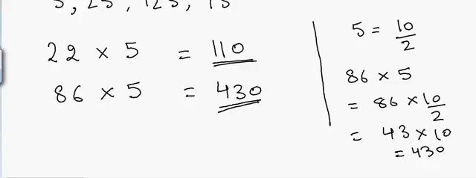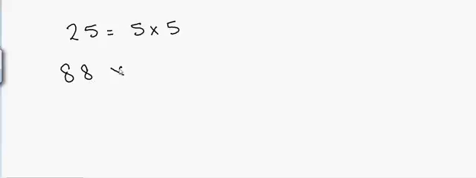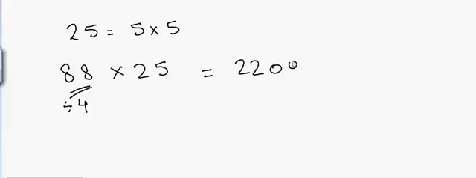Now let's go to 25. If I have to multiply any number by 25, we know that 25 is equal to 5 into 5. So instead of dividing by 2, we will divide by 4. Suppose I have 88 and I want to multiply it by 25. In this case, I will divide 88 by 4. That will be equal to 22, and then I put 25 in the end. So that is my answer.